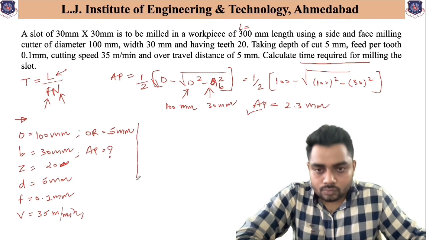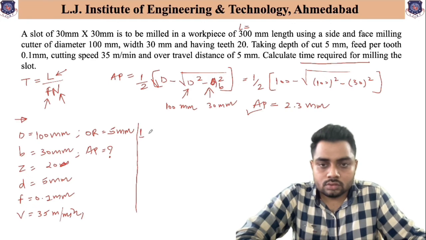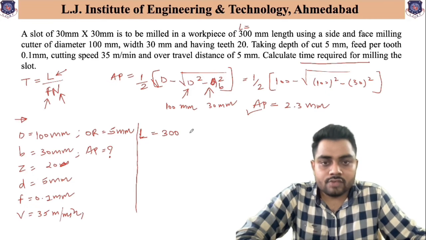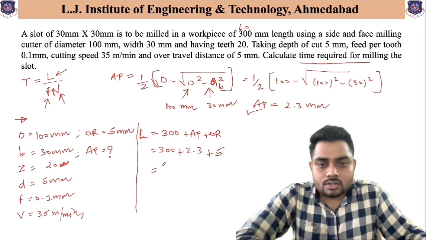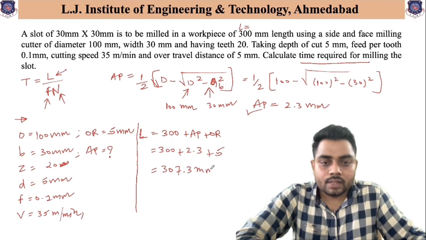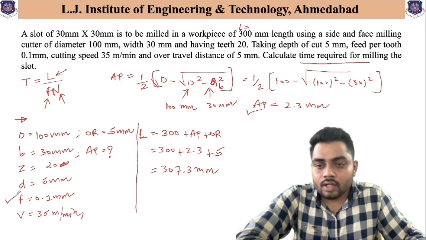Now the overall distance traveled by the tool is the length of the workpiece plus approach plus over travel distance. That is 300 plus the approach we got, 2.3, plus the over travel distance of 5 mm. So this value will be 307.3 mm. Now we have the value of L, and we have the value of the feed also.